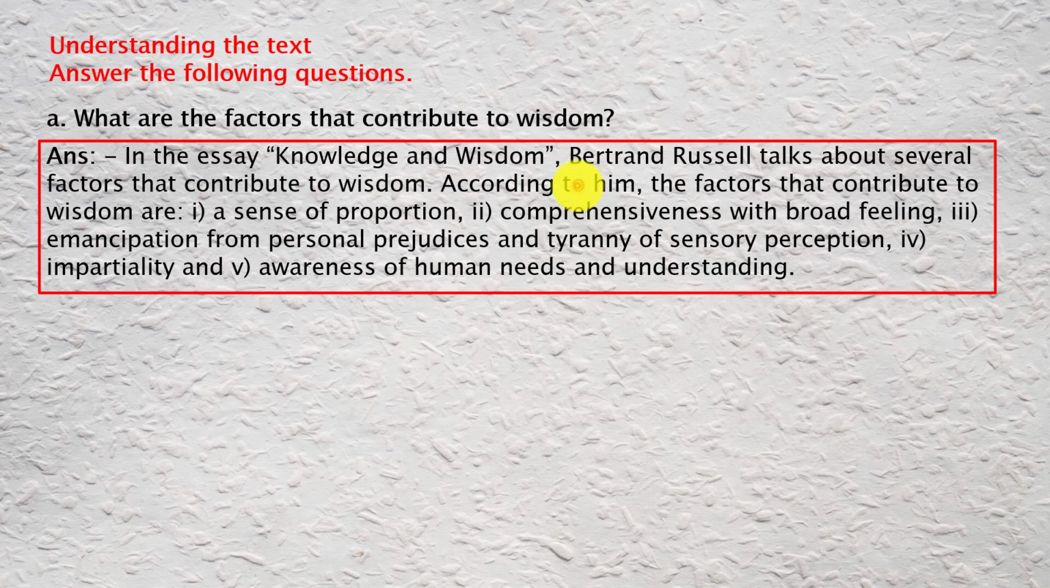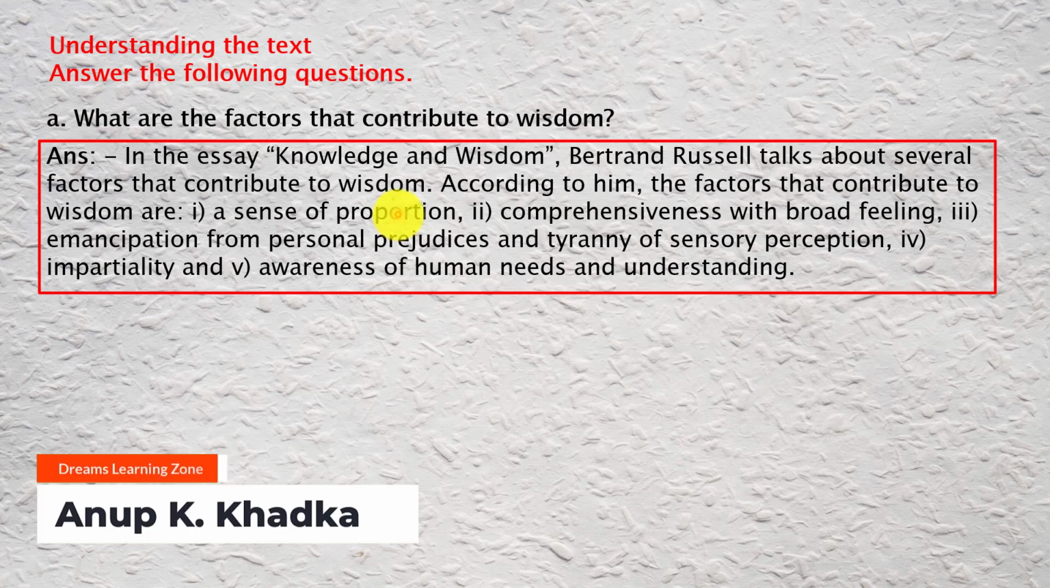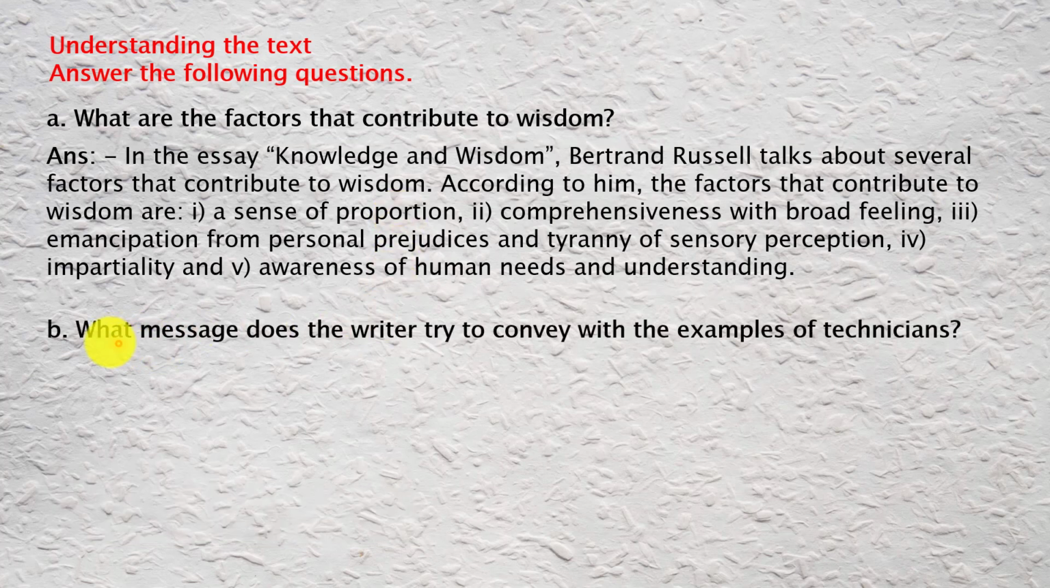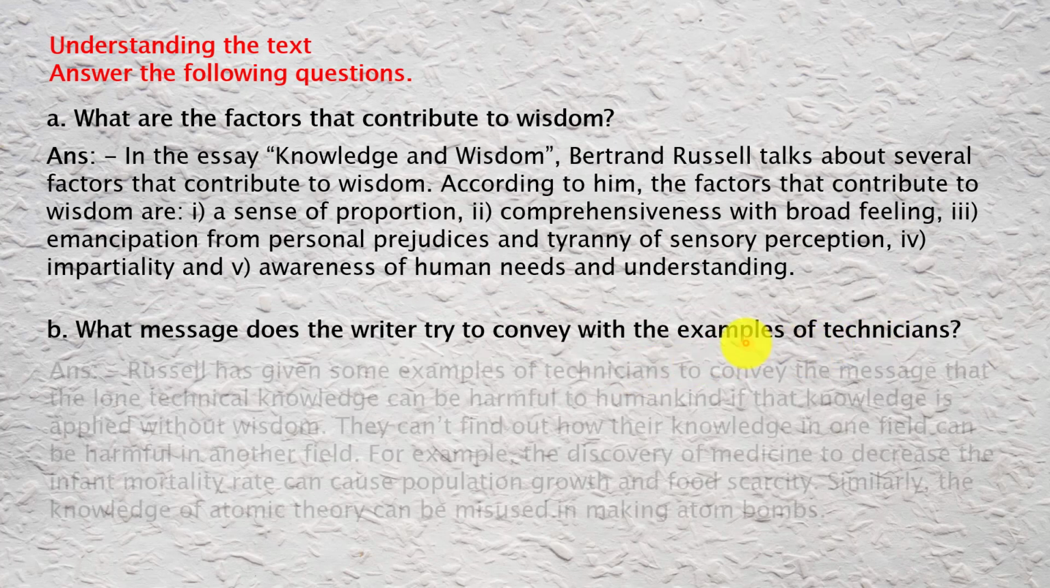According to him, the factors that contribute to wisdom are a sense of purpose, comprehensiveness with broad feeling, emancipation from personal prejudices and tyranny of sensory perception, impartiality and awareness of human needs and understanding. Question number 2. What message does the writer try to convey with the examples of technicians?